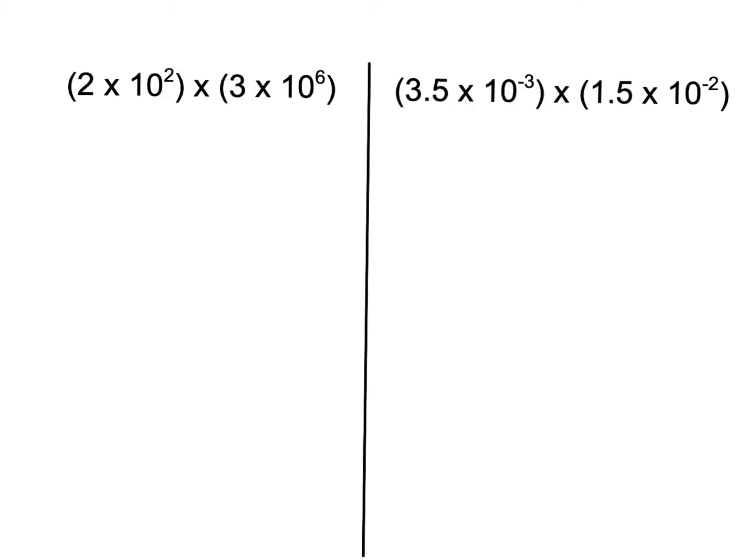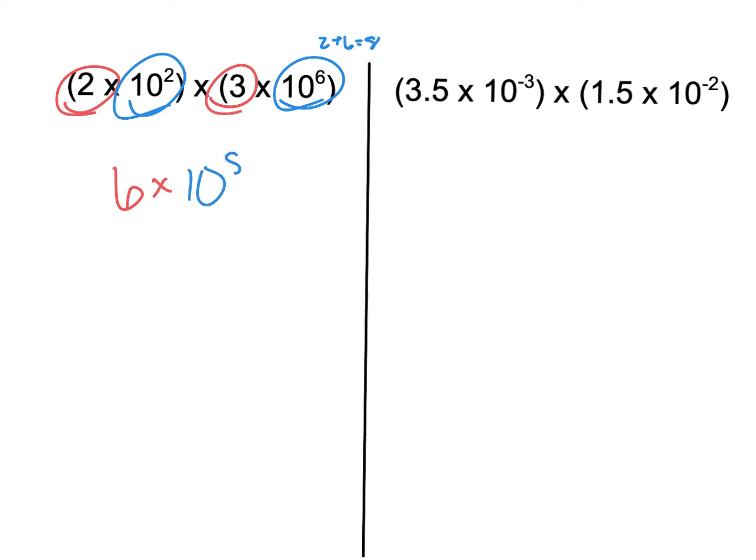So let's try a couple together, and we're going to do it the same way. First, we're going to multiply our factors. 2 times 3 gives us 6 times power of 10. 10 to the power of 2 times 10 to the power of 6. So 2 plus 6 gives us 8. So times 10 to the power of 8. It's in scientific notation because 6 is between 1 and 10. So we're done.